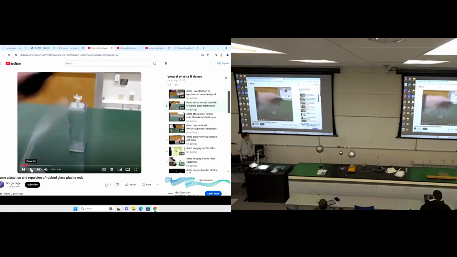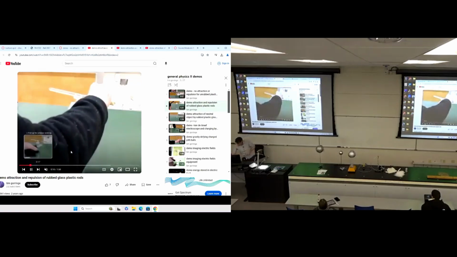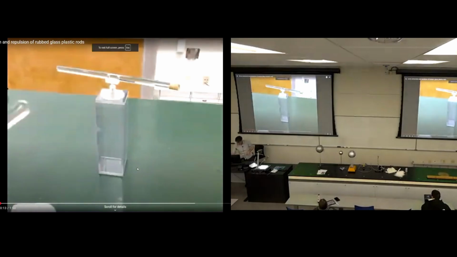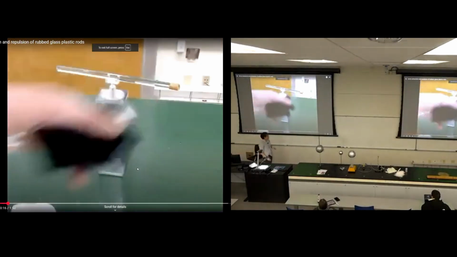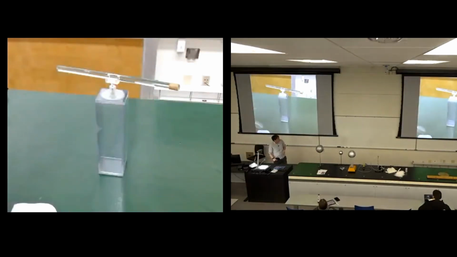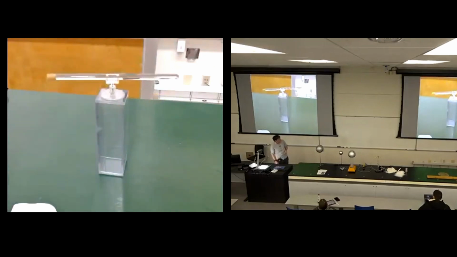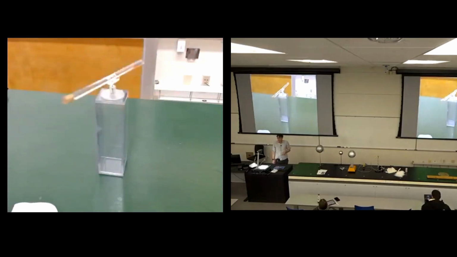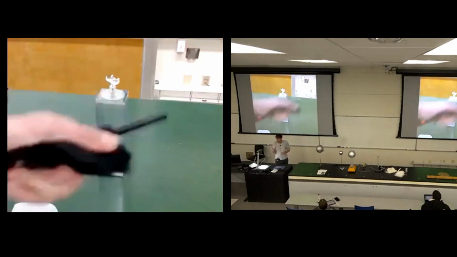This is a plastic rod. Here I am rubbing it. Put it on the turntable. I've got another glass rod. Put that up to that one, and look, it's running away. It's running away because there's a repulsion between those two rods. And so that's electrical repulsion between two like materials.